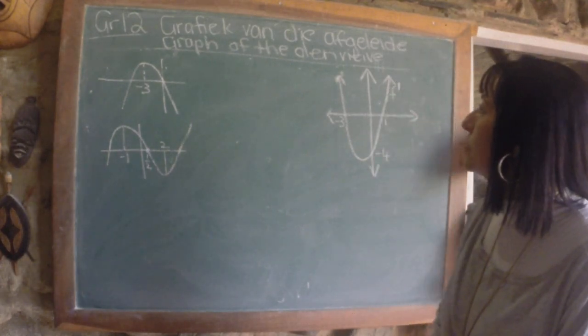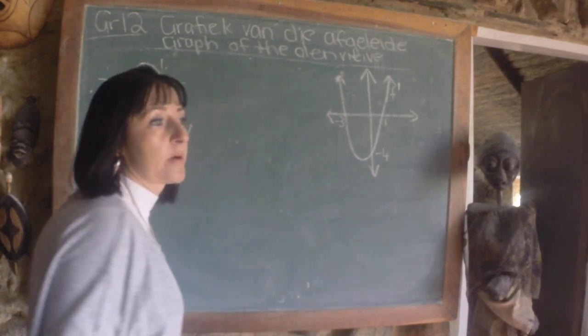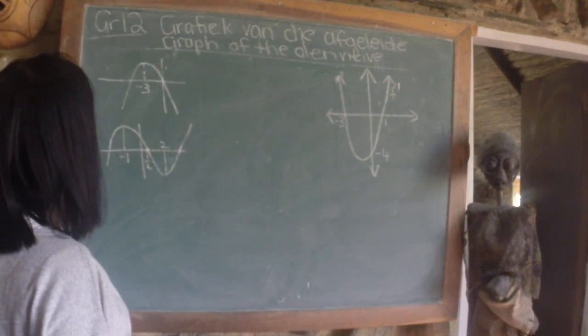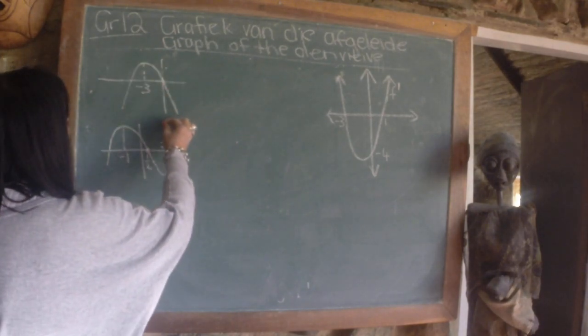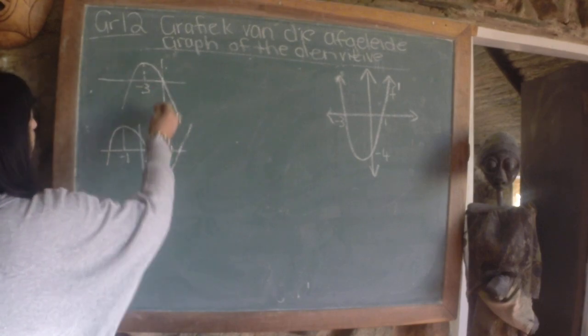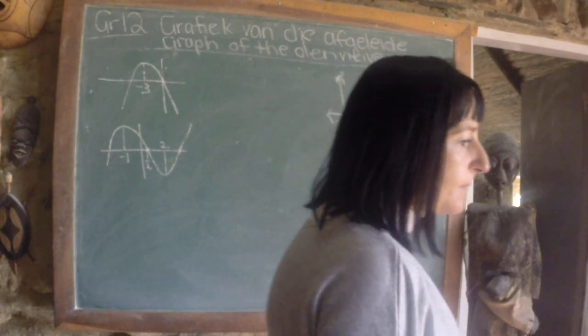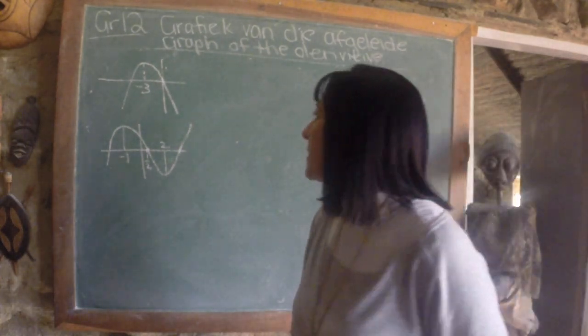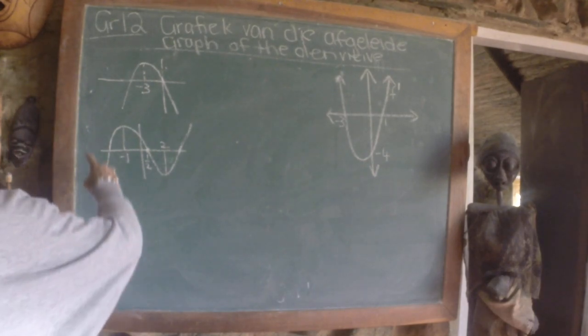Graad 12's, kom ons is nou terug en ons gaan 'n bietjie oefeninge doen met die kennis wat ons sopas bymekaar gemaak het. Let's look at this picture over here. This picture is a picture of a function, f(x), and this function is a parabola. So the question is now, make a rough sketch of the derivative of this function.